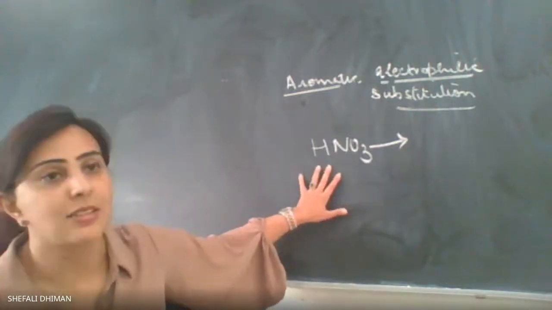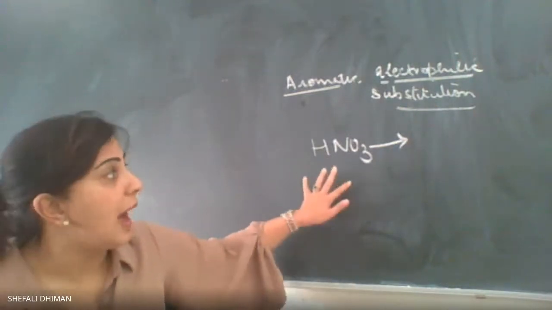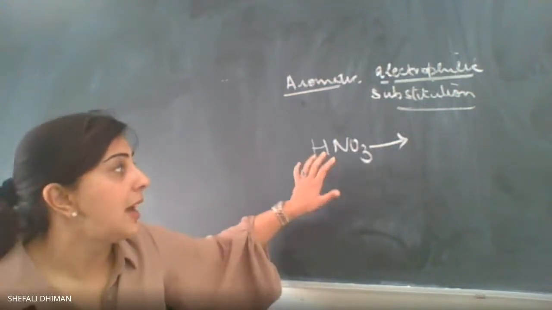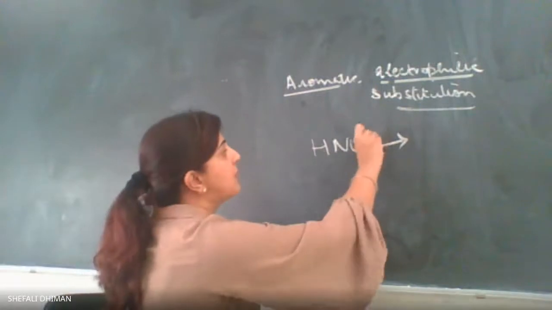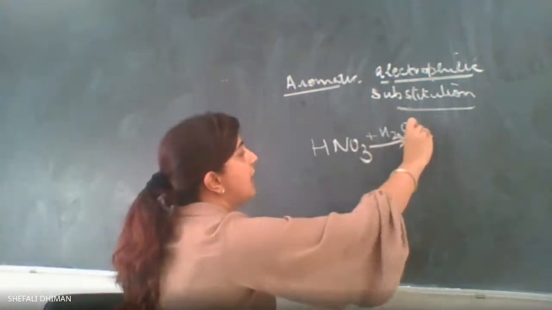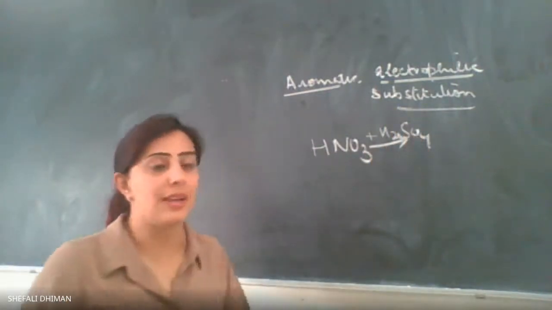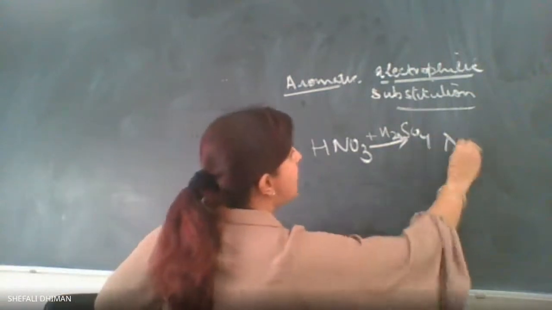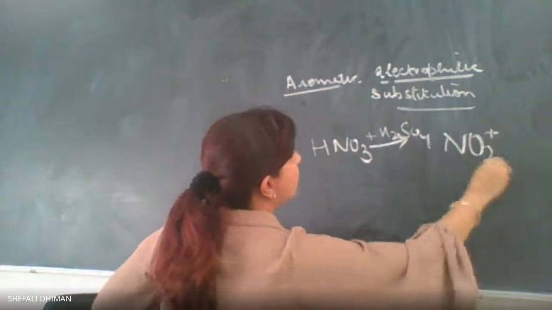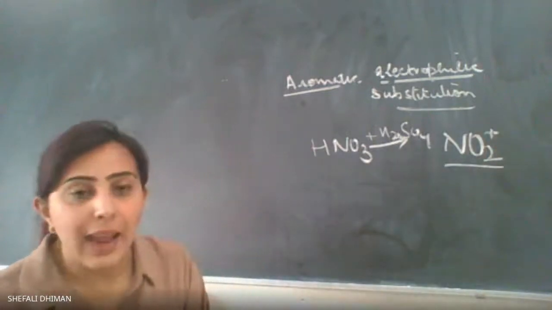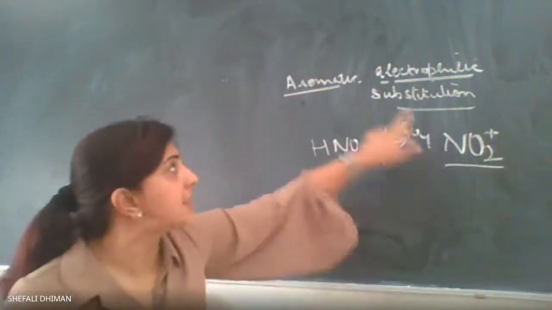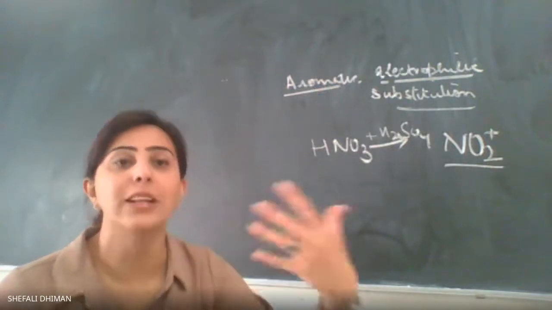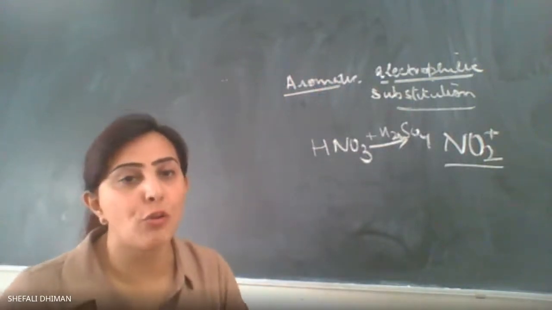How is nitric acid responsible for nitration? Alone nitric acid cannot generate that electrophilic species. It has to be combined with sulfuric acid that generates an electrophile which is called as nitronium ion, NO2 positive. That NO2 positive attacks the aromatic ring and replaces one group, hydrogen, with NO2. That is the basic overall reaction.